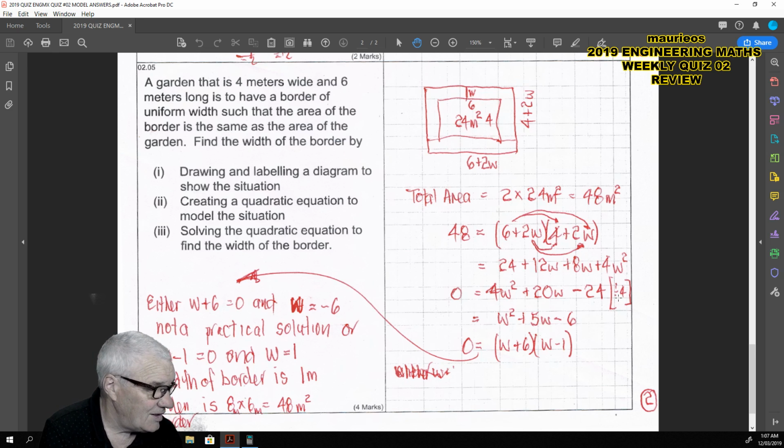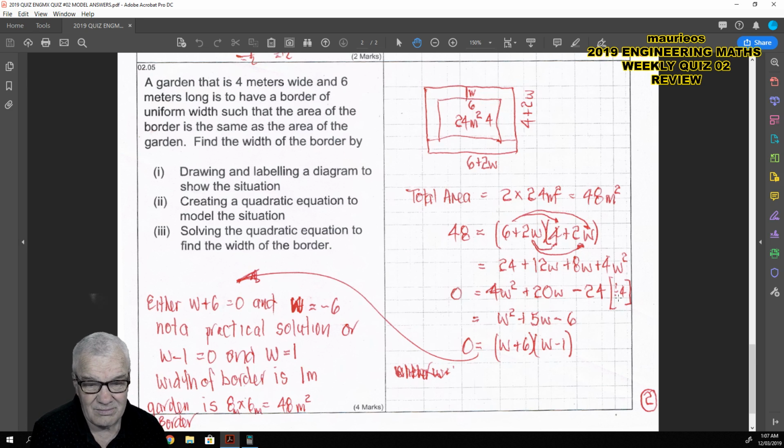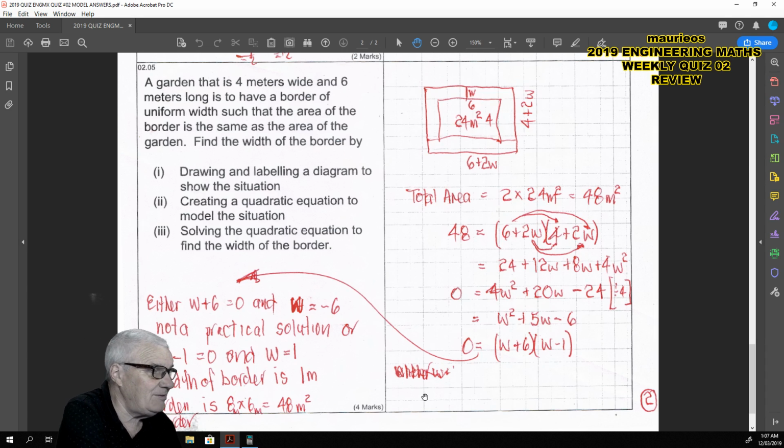Also, the garden and border together would be 8 by 6, which is 48 meters squared. So the garden would still be 24 and the border would be 24. Pretty good, huh? Pretty awesome, really.